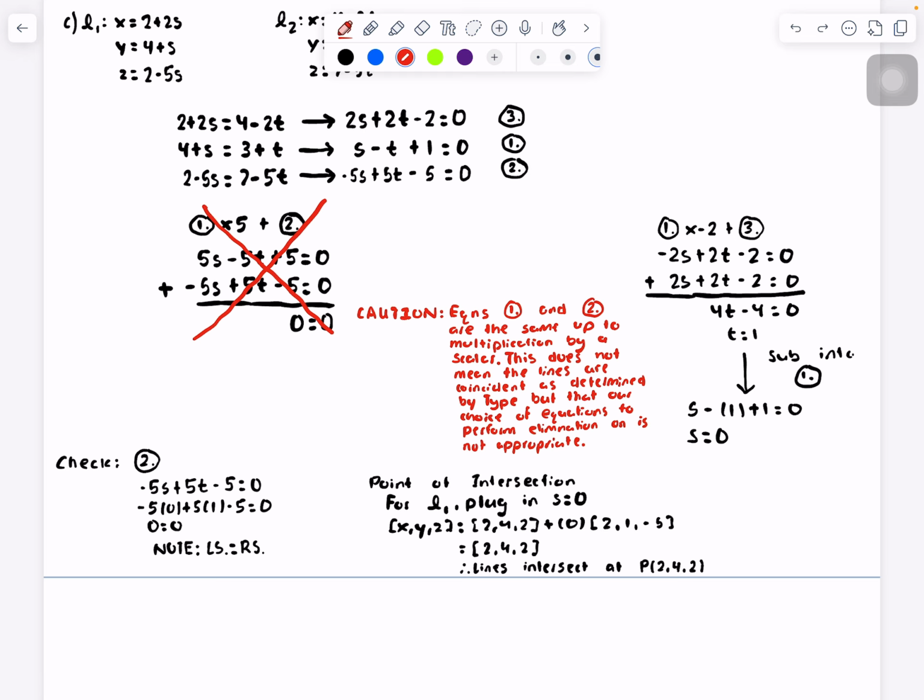When I plug that in, I get the vector 2, 4, 2. Remember, this is a vector equation, but in our application, that means the lines actually intersect at the point 2, 4, 2. Okay, good. That might have been a mouthful, this question.